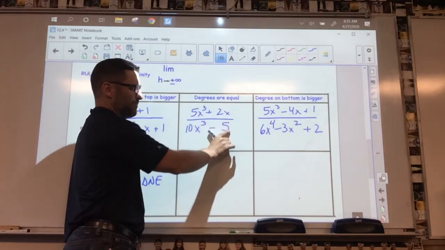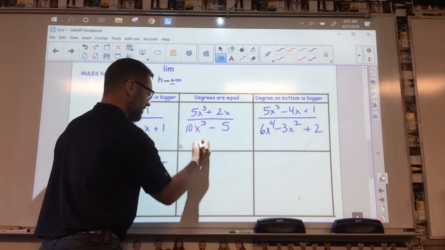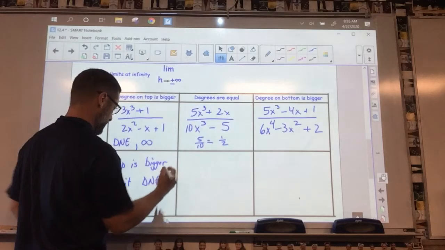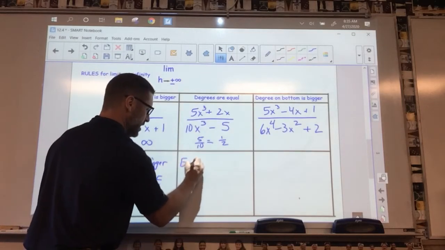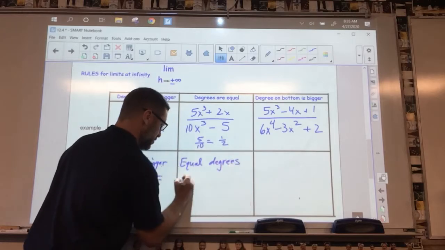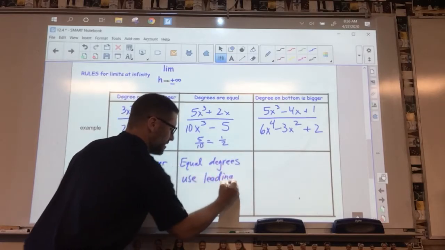When the degrees are equal, the essence is they're going to wipe each other out. Even if there's an extra x up here and there's not down here. When the degrees are equal, this one would be 5 over 10, we take the leading coefficient, or 1/2. Equal degrees, use leading coefficient.